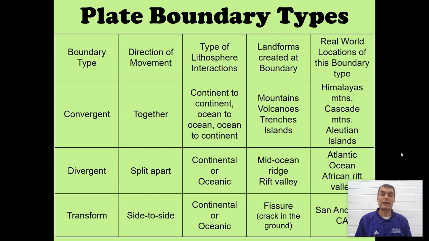So divergent, the opposite of converging, is splitting apart. We can have continental crust splitting apart. We can have oceanic crust splitting apart. If it's oceanic crust, we're going to form that mid-ocean ridge that you're familiar with. If it's continental crust, we're going to form a rift valley.